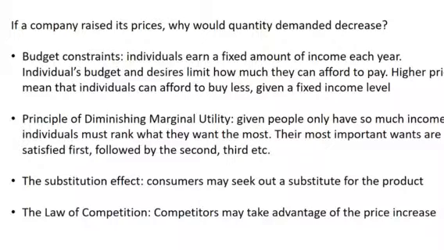Then we have this huge key thing called the principle of diminishing marginal utility. Given people only have so much income, individuals must rank what they want the most. Their most important wants are satisfied first, followed by second, third, etc. Now, diminishing marginal utility also helps explain what's called the diamond paradox.